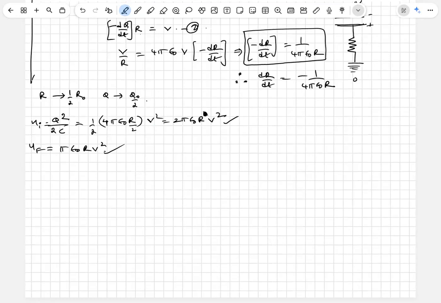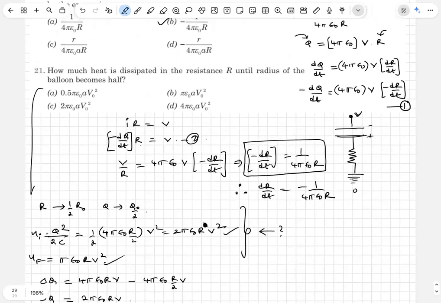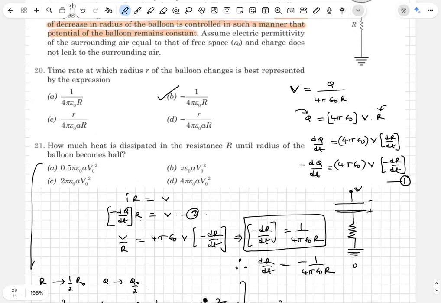So, by the way, what is the charge transfer, delta Q? Initially, the charge is 4 pi epsilon naught R V. Now the charge is 4 pi epsilon naught R by 2 V, which is 2 pi epsilon naught R V. This is the charge transferred. But this is not mentioned in any part of the question. Why we require it? Not at all. How much heat is dissipated in the resistor?